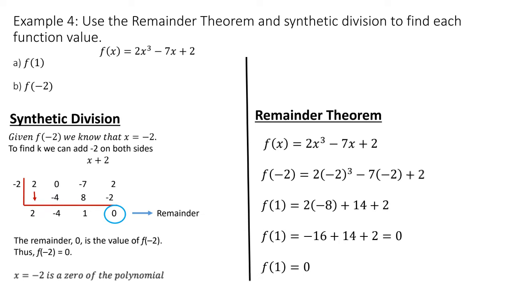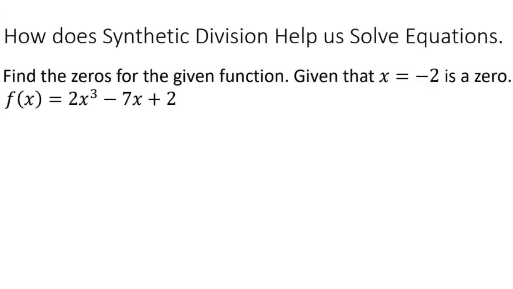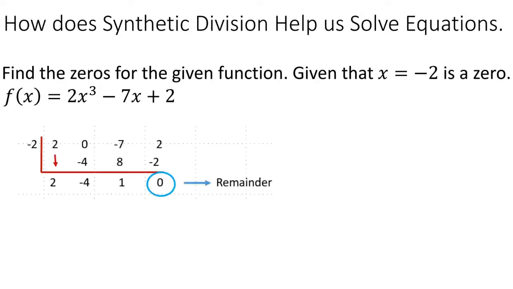So how does synthetic division help us solve equations? You're going to be asked to find the zeros. And then here they tell you that x equals -2 is a 0. If they tell you that x equals -2 is a 0, and then they give you your polynomial, we can use synthetic division. So I would set up my 2, my -7, and my 2. I'm missing an x squared. That's why I have a 0 here. And now that I know that x equals -2 is a 0, I'm going to be dividing by -2 here.